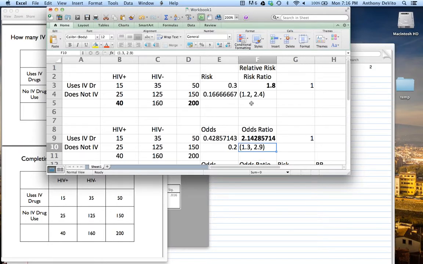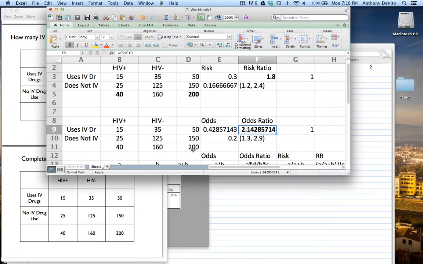So I need to calculate not just the relative risk or just the odds ratio. I also need to calculate a confidence interval. Now, I'm not going to expect you to calculate confidence intervals here because we're going to use software for most of it. You might be asked to calculate the relative risk and the odds ratio, but that's very simple, right? That's just simple math. The relative risk is going to be 15 over 50 divided by 25 over 150, and so on and so forth with the odds ratio. That's simple. I made that up. The 1.2 and the 2.4 I made up.